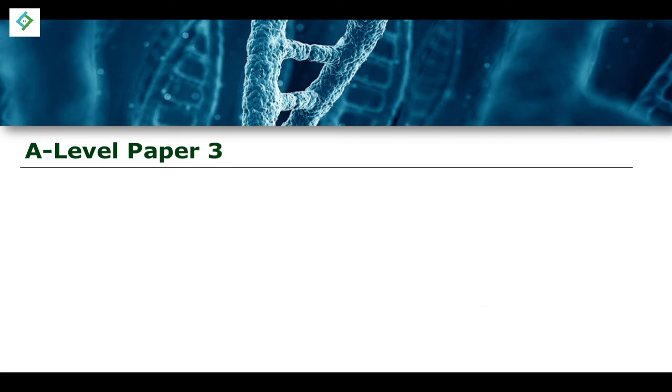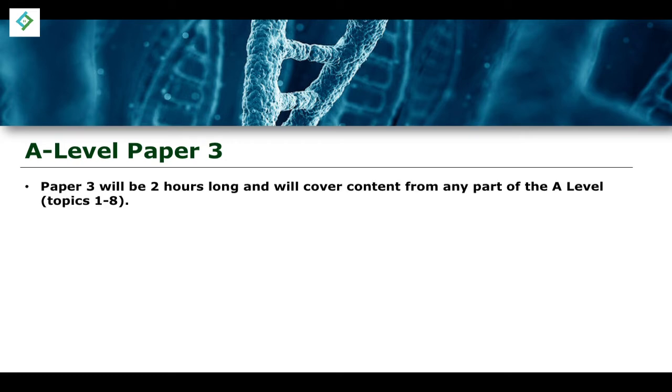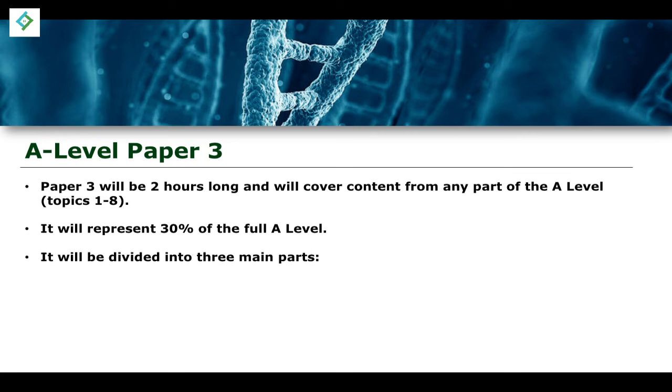Now, the final edition, which we have for paper 3, is also 2 hours long, but you will cover all of the content, or any of the content, for the whole A-level. So it could be a topic from section 1, or it could be a topic from section 8. It doesn't actually matter. It's the whole A-level that will be covered in paper 3. This will represent slightly less of the full A-level, because it will only represent 30%, but still a significant quantity of the full A-level. So you can't slack off on paper 3 essentially, and it will be divided into 3 main parts.